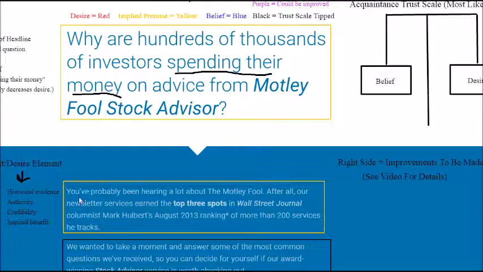And then it goes straight into, you've probably been hearing a lot about the Motley Fool. After all, our newsletter services are in the top 3 spots, blah, blah, blah. So this doesn't connect well.